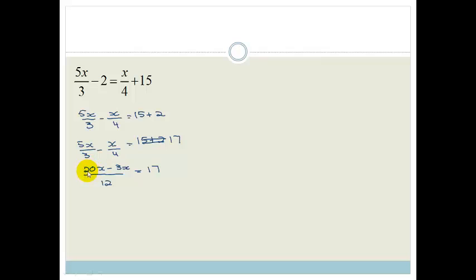Right, now, do you agree that we can get rid of this 12 by multiplying it through to the other side?